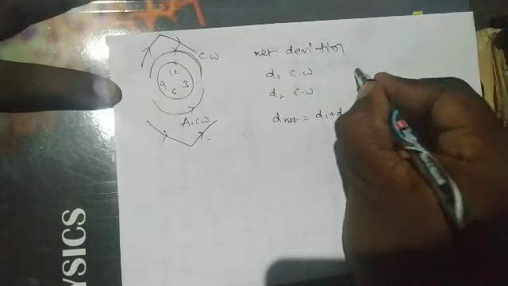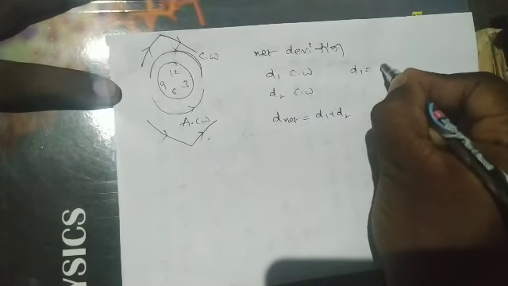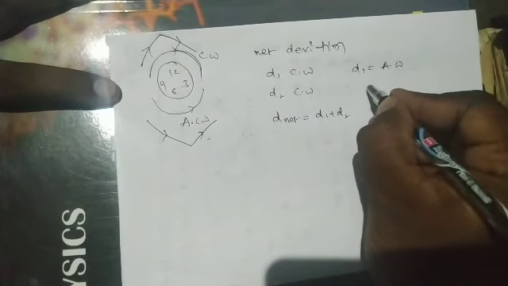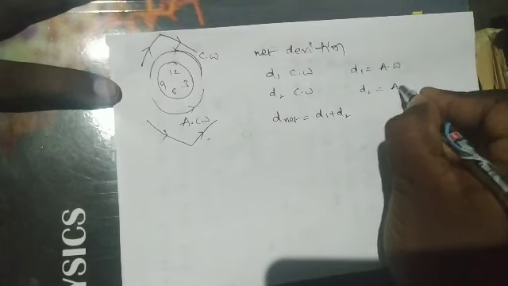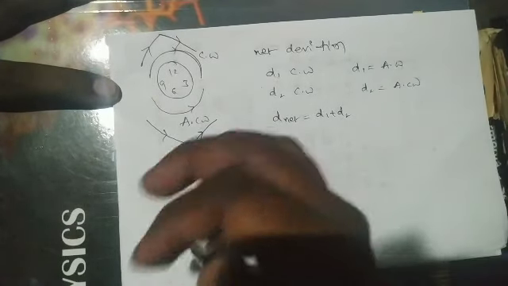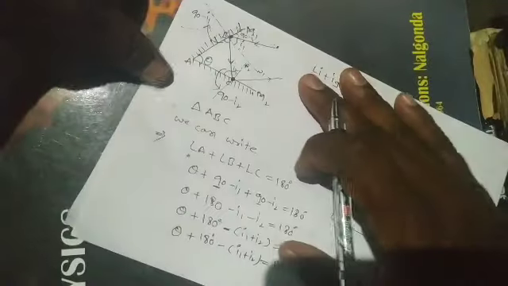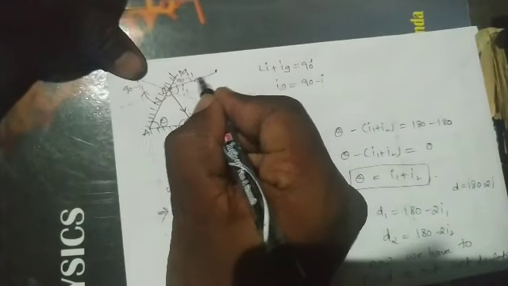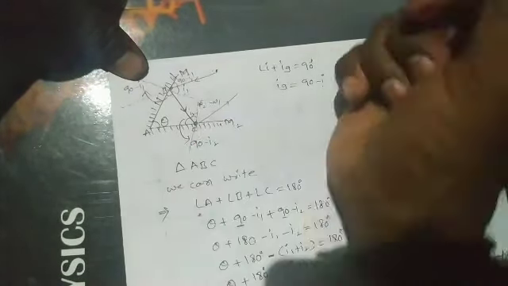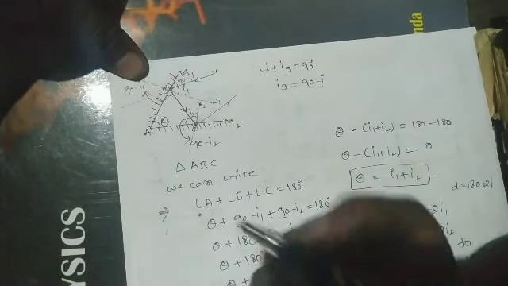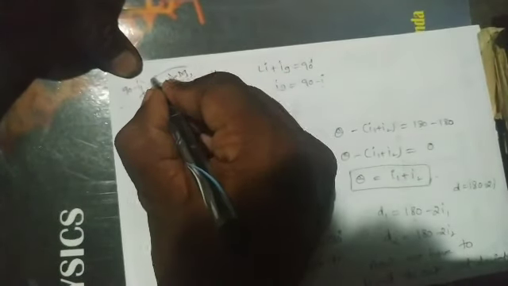For example, D1 is anti-clockwise and D2 is anti-clockwise. Sir, how do we decide clockwise or anti-clockwise based on the assumption? Here, the first light ray is incident like this. Is that clockwise or anti-clockwise?